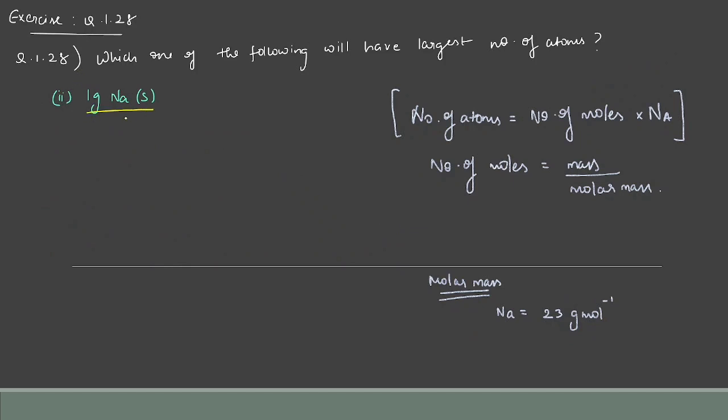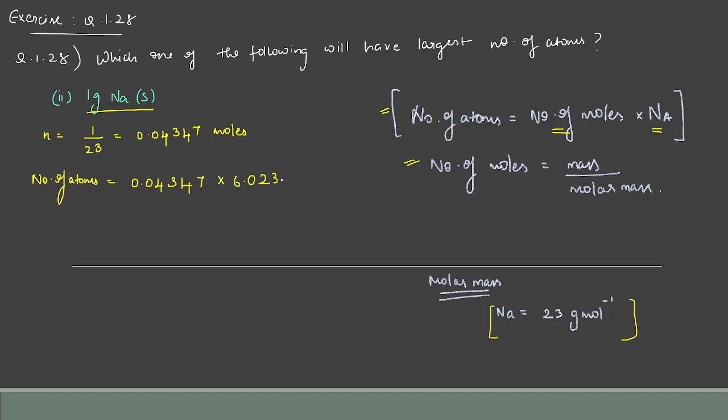Next we'll calculate the number of atoms in 1 gram of solid sodium. The same way, we'll calculate the number of moles. 1 gram is given, so mass is 1 gram and molar mass is 23 grams per mole. So which will be equal to 0.04347 moles. And now we'll find out the number of atoms by using the formula. Number of atoms is equal to number of moles into Avogadro number, so 0.04347 into 6.023 into 10 power 23.